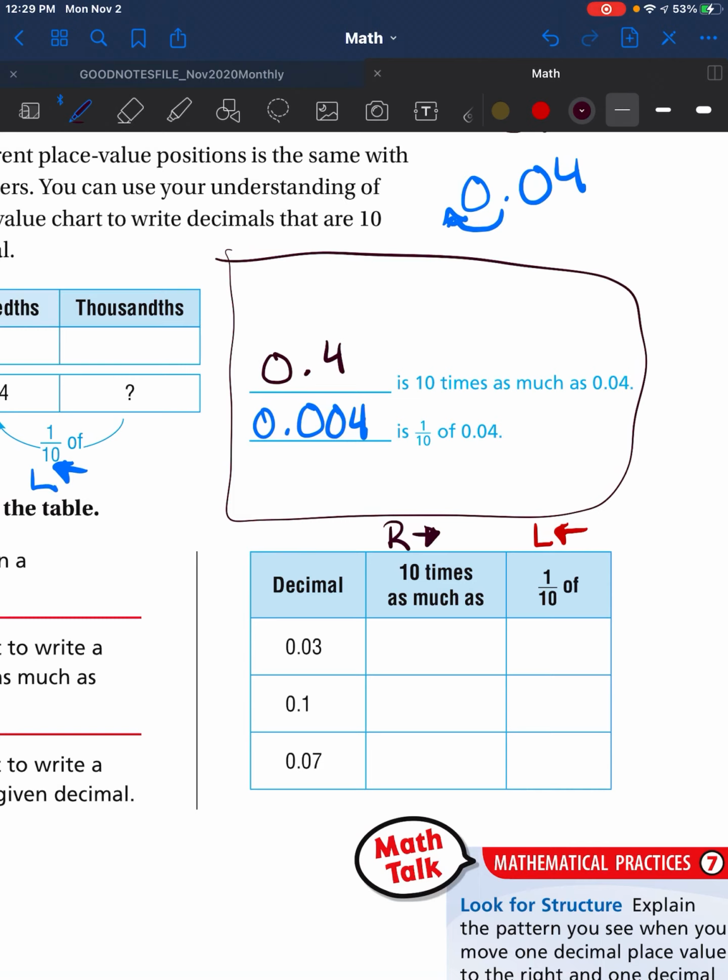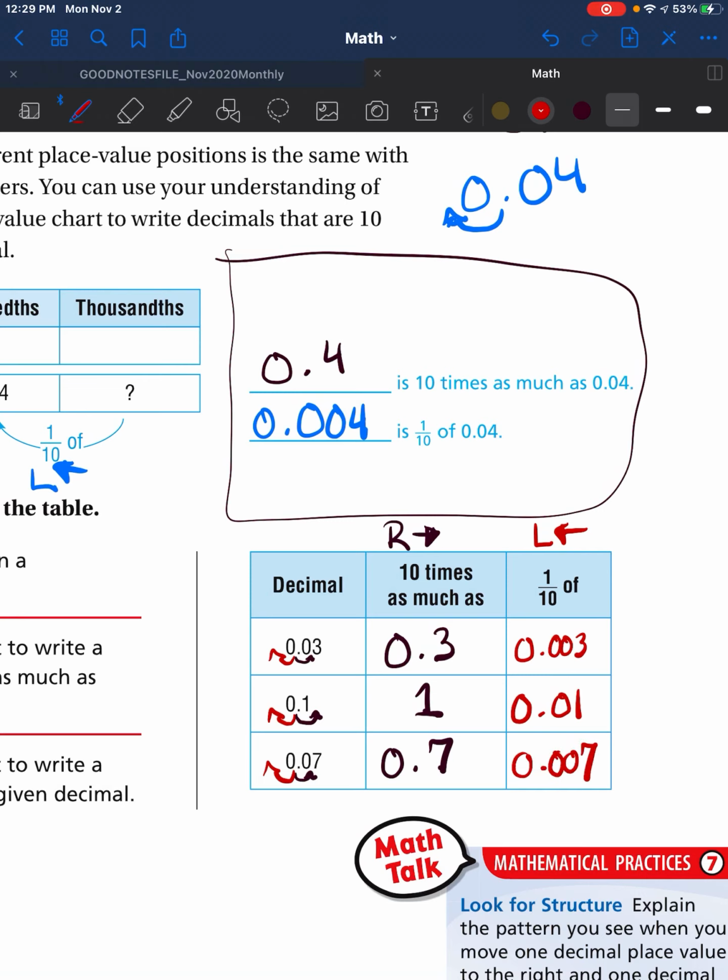So let's start. I have 0.03, so I go one place over, and I get 0.3. One place over, and I get 1. One place over, and I get 0.7. Now we do the opposite way, and I go to the left, and I'm going to get 0.003. One to the left, 0.01, and one to the left, and I get 0.007. Okay?